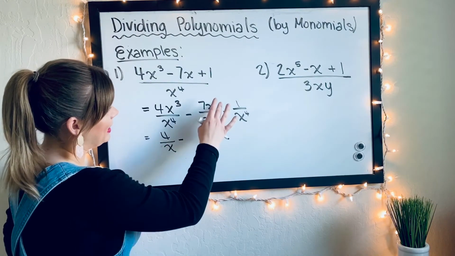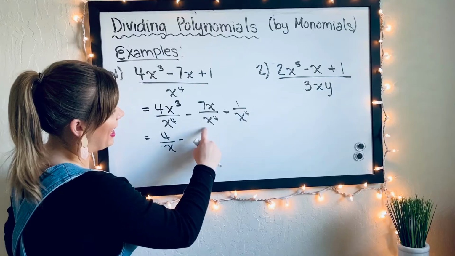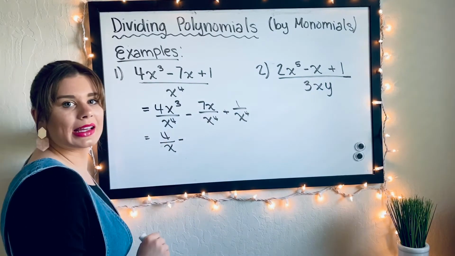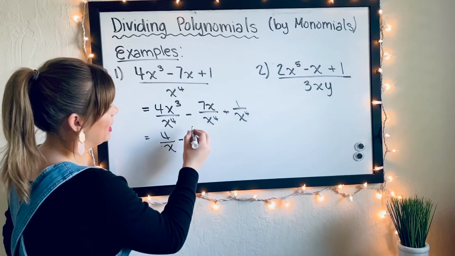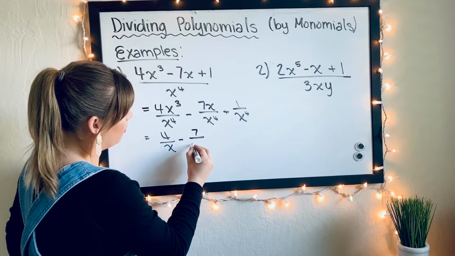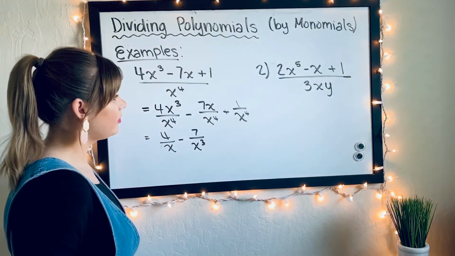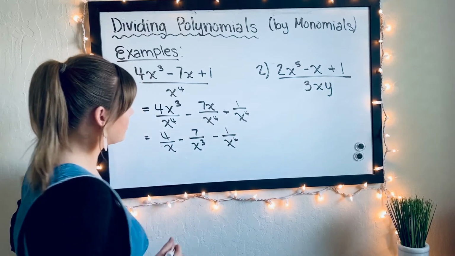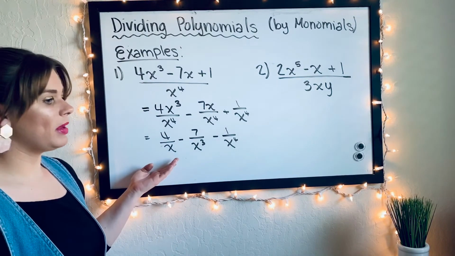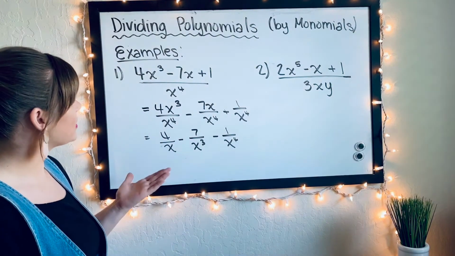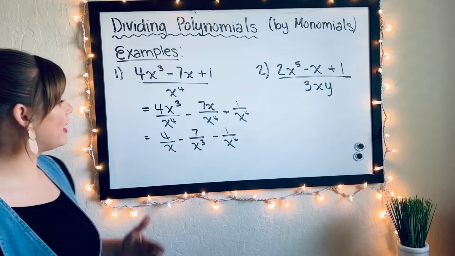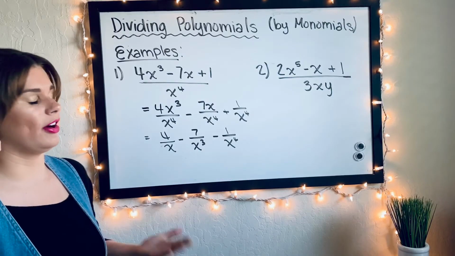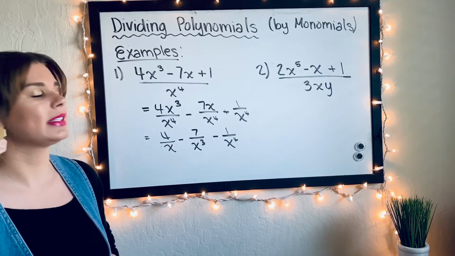Okay, so minus, same idea here. x to the fourth is x times x times x times x. One of those x's is going to get canceled out with the numerator. So then I'm just left with 7 over x cubed. And then this 1 over x to the 4th just stays as is. And this would be my final answer for this one. There's really no more cleaning up than that, because you end up with actually a bunch of negative exponents and they're already rewritten as positive exponents.